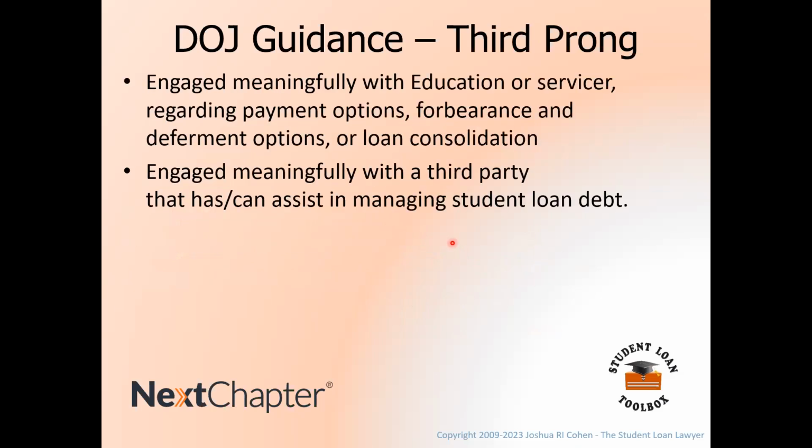Have they engaged meaningfully with education or a servicer regarding payment options or forbearance or deferment? Look, if they had a forbearance or deferment, they got that by requesting it. Not a bankruptcy forbearance, not a COVID forbearance, but any other forbearance, they can only get it by picking up the phone and talking to someone. So if they've had a forbearance, boom, you have that box.